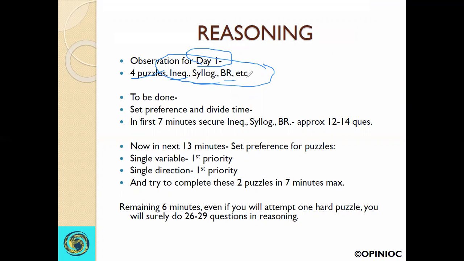First of all, your preference shouldn't be the puzzle. Your preference should be inequalities, syllogisms, and blood relations. Why? Because they carry 12 to 14 marks. Either four or three syllogisms are there, inequalities are 3 to 4, and in blood relationships there is one paragraph given with 3 to 4 questions.